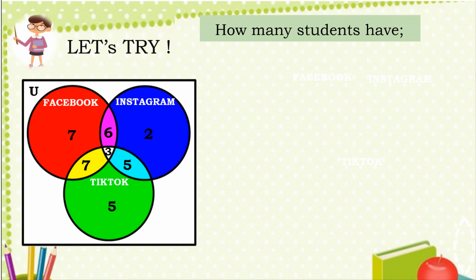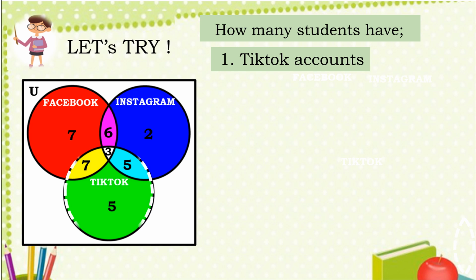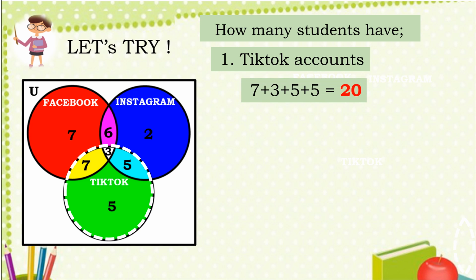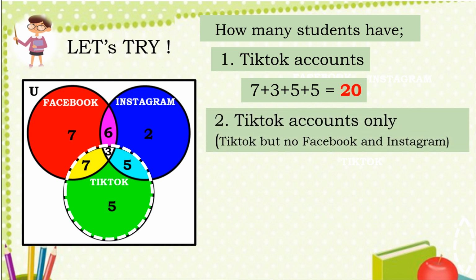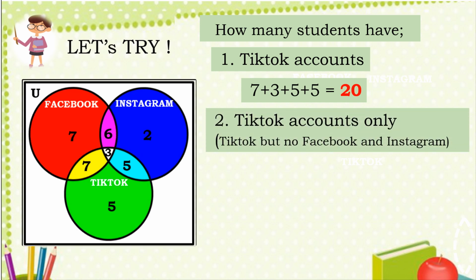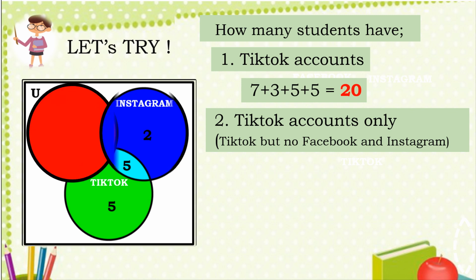How many students have TikTok accounts? So, we are referring to this part. So, add those cardinal numbers. 7 plus 3 plus 5 plus 5 equals 20. Next, TikTok accounts only. So, that means TikTok but no Facebook and Instagram. So, the answer is 5.